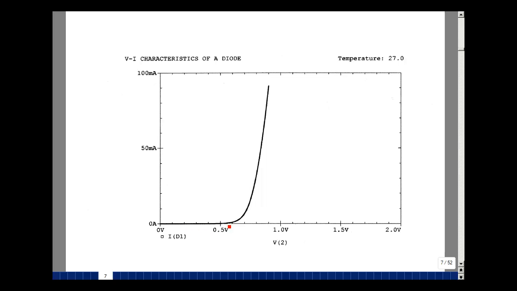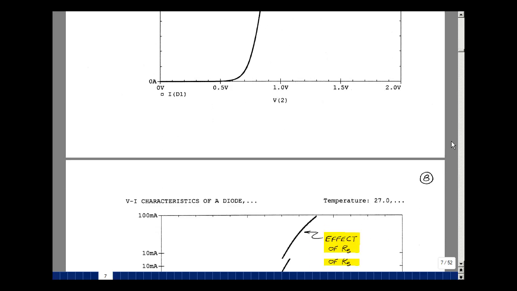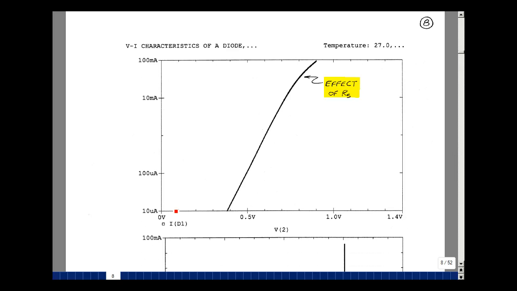You can see that we have kind of an exponential equation, but it almost seems like it's becoming a straight line over here. So as the current's getting higher and higher, we're seeing more and more voltage across the diode. I change the scale here to be logarithmic, so the exponential becomes a straight line. Then you can see here the effect of R sub S. That was that straight line on the previous page.